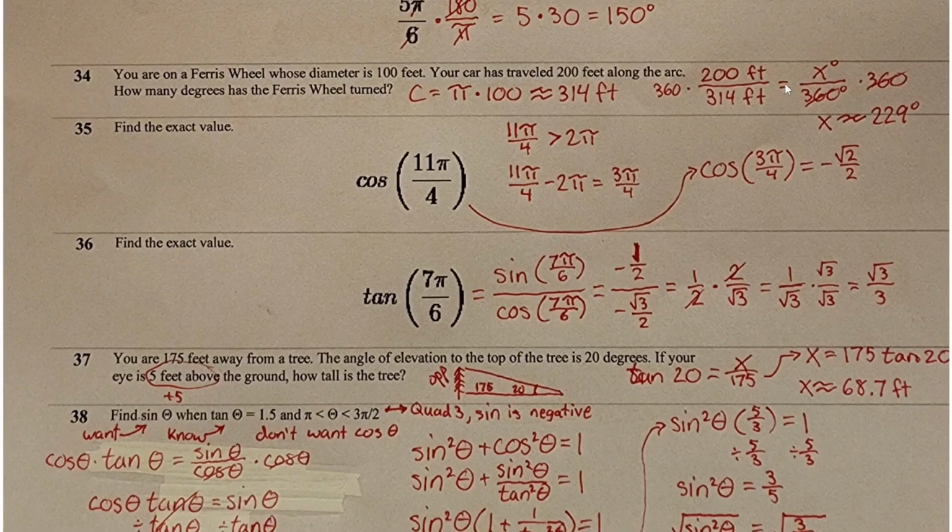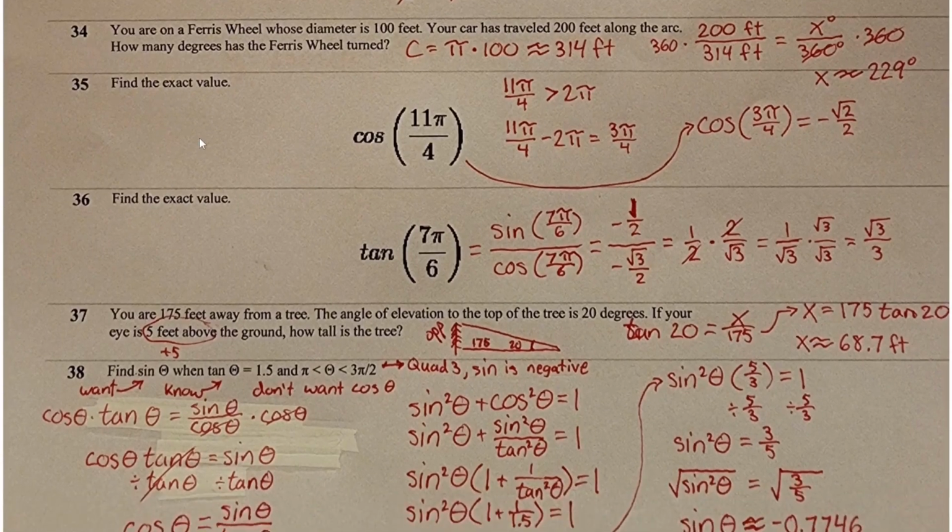And that is going to match up with an unknown amount of degrees out of 360 degrees, right? This is how far we've gone out of how far it is in total, and that matches up with how many degrees we've gone divided by how many degrees it is in total. So I multiply both sides by 360 to cancel it, and then I plug that into the calculator. 360 times 200 divided by 314, and I got approximately 229 degrees. It was like 229.3 or something like that. I can't remember exactly. Somewhere around there.